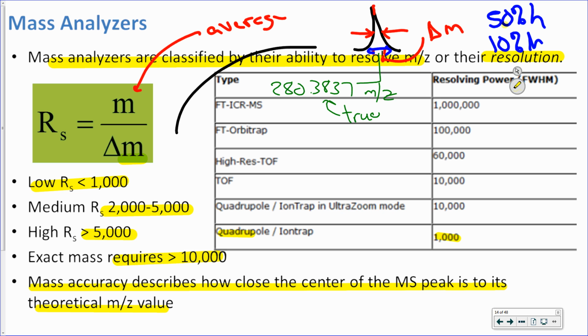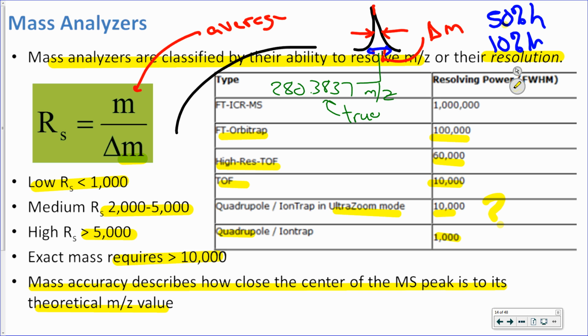You can have some that have an operating mode that allows them to focus in a little bit higher resolution. This is iffy. I don't think they're really capable of doing that. Time of flight can get you up to about 10,000. High resolution time of flight can get you to 60,000. And then the Orbitrap is a new instrument that was introduced in the last 10 years. It'll get you to 100,000.